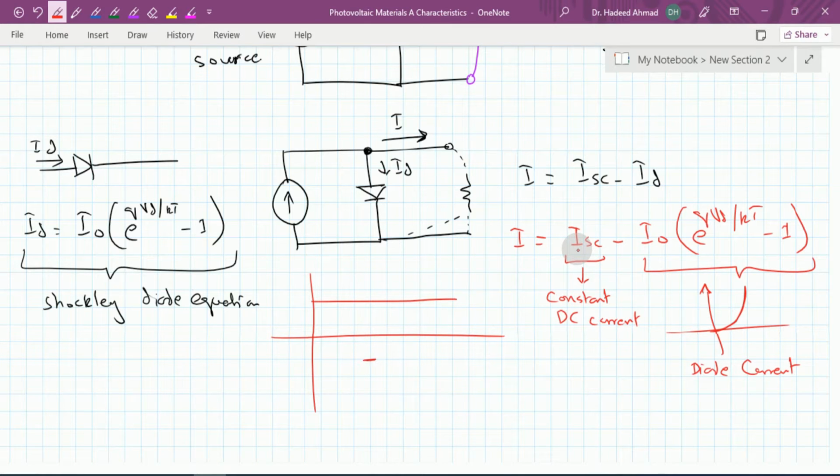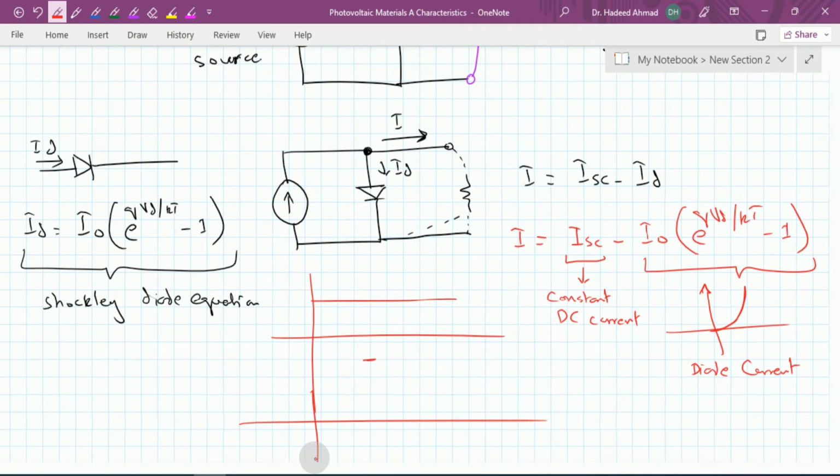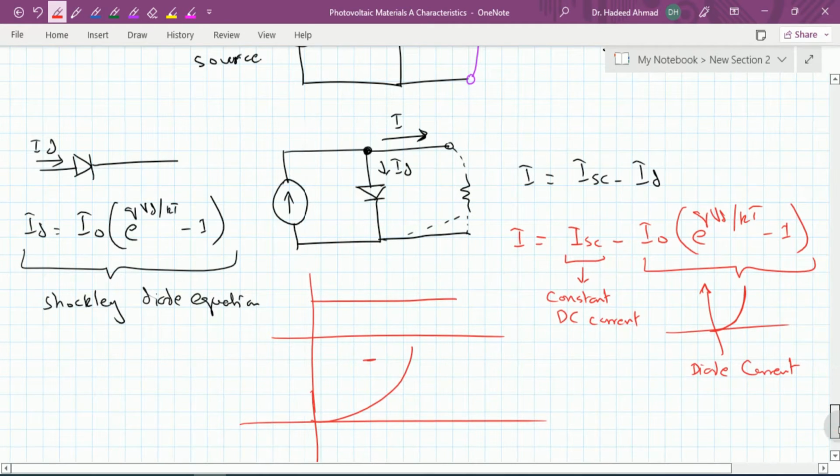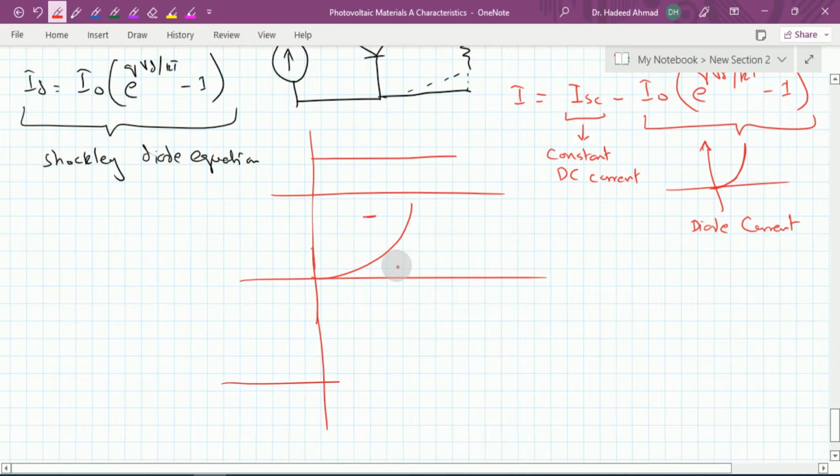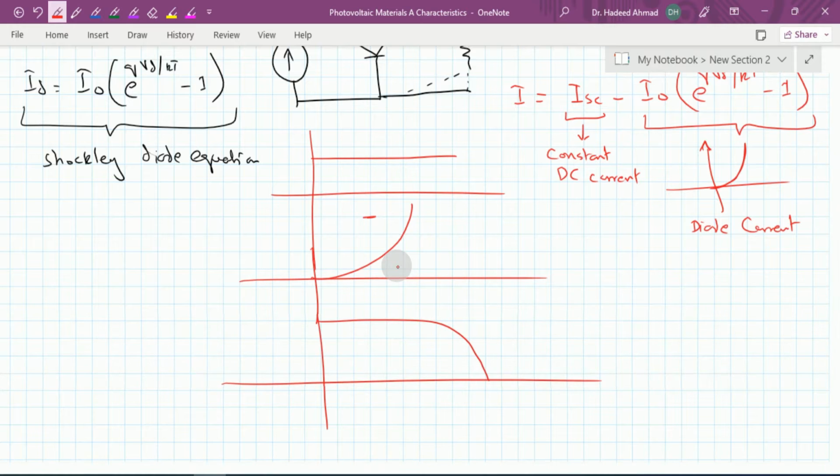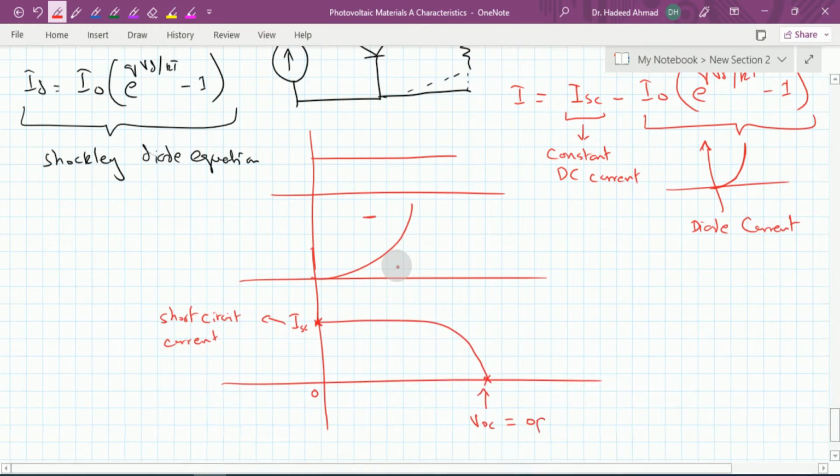If we subtract these two together, if we subtract this diode from this ideal current source, then we get this type of characteristic curve. In this characteristic curve, you can see that this particular point has 0 voltage, and consequently we call it the ISC, or the short circuit current, while this point where we do not have any current is known as the VOC, or the open circuit voltage of any given PV cell.